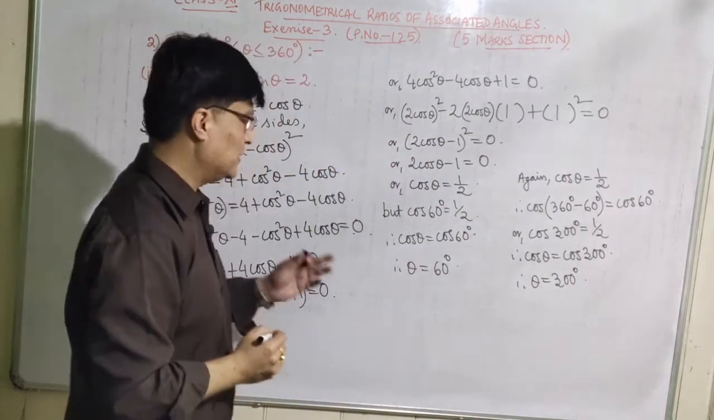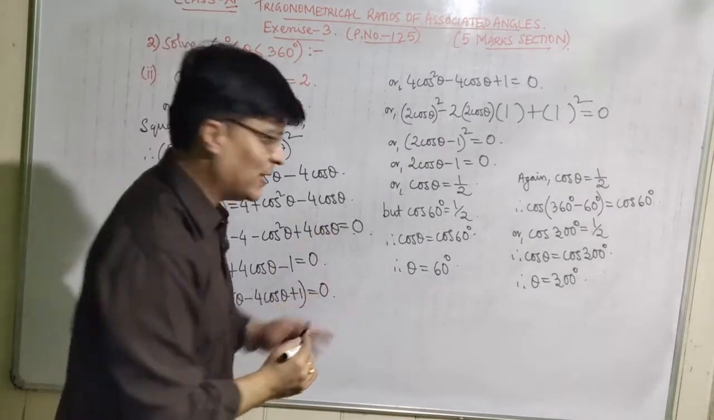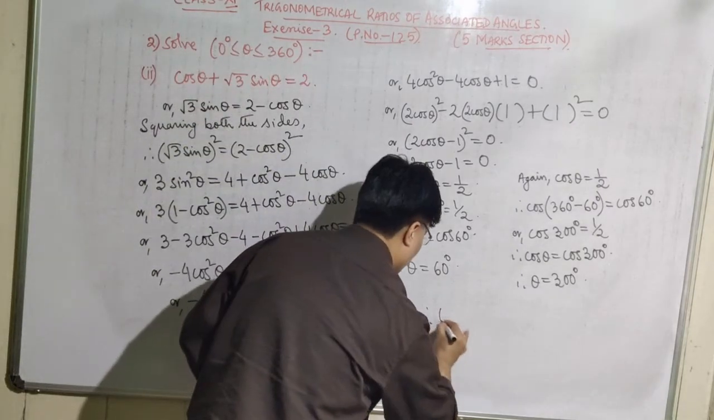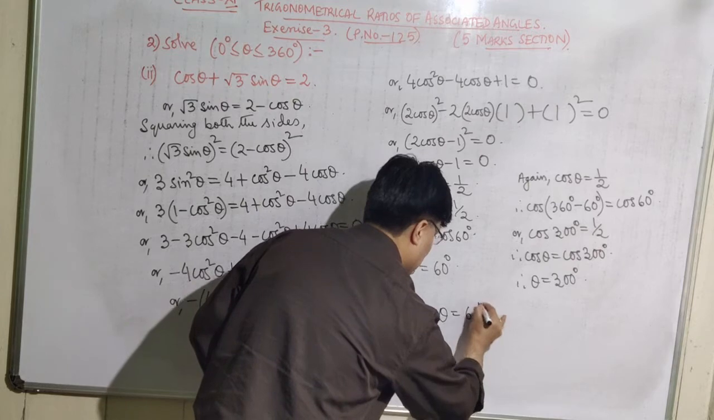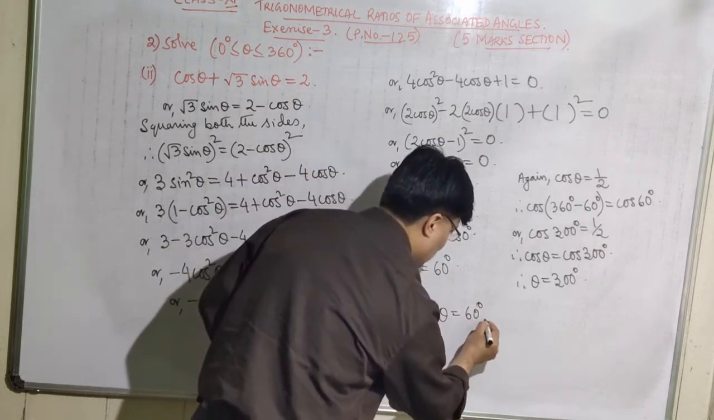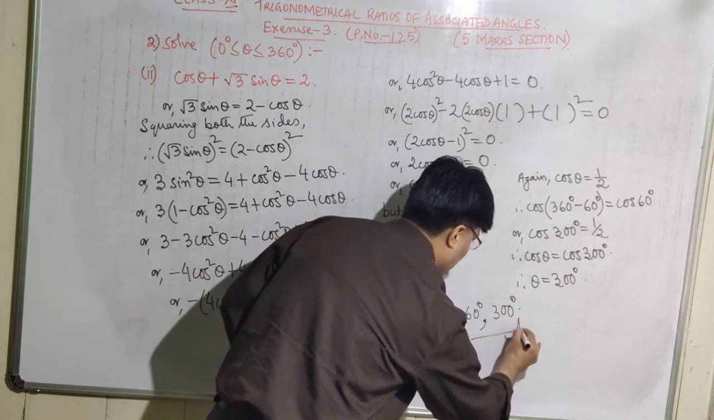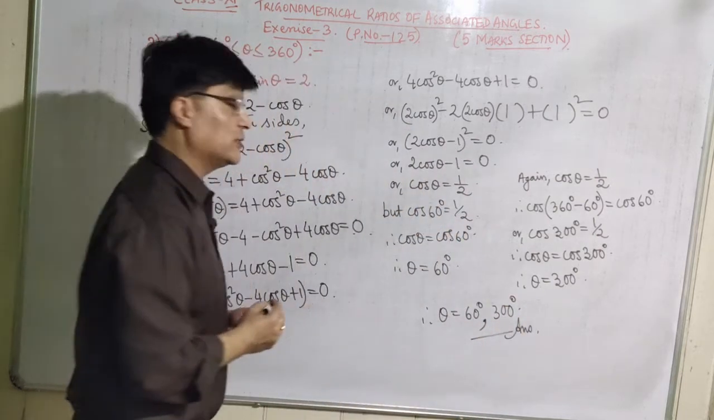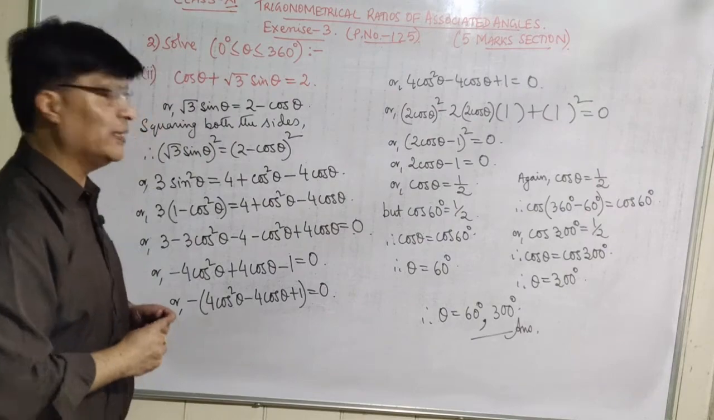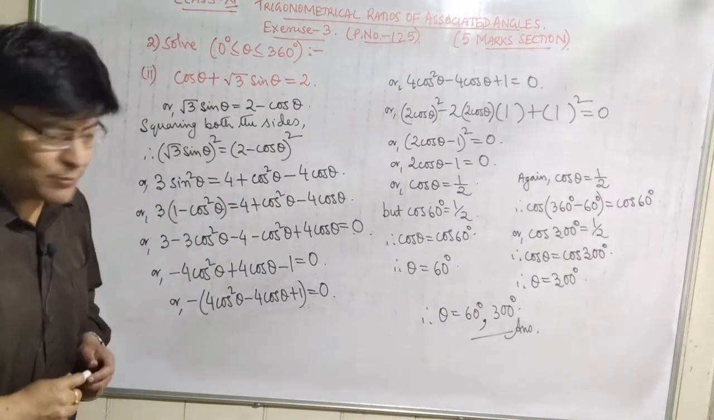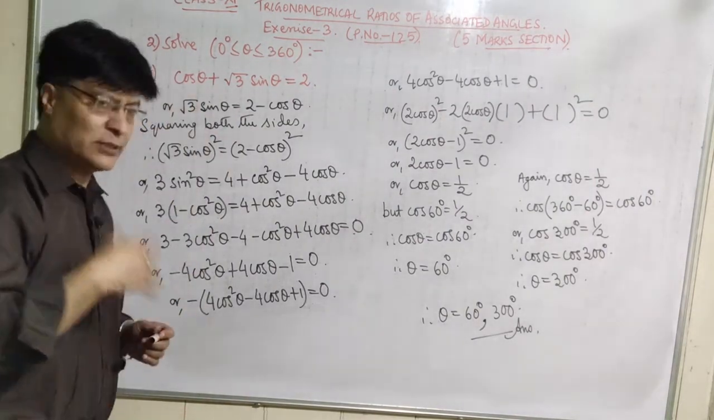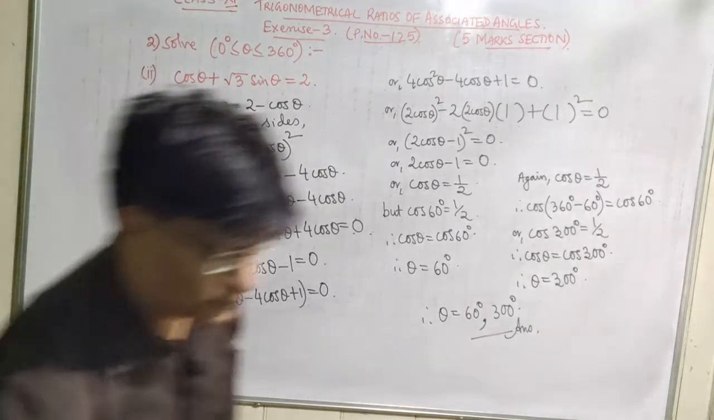So we have got the answer as 60 degree and 300 degree. Therefore theta is equal to 60 degree or it is 300 degree. So these are the answers. So theta is equal to 60 degree and 300 degree. So I think you have understood it. So we can copy it. Now we'll do the next question.